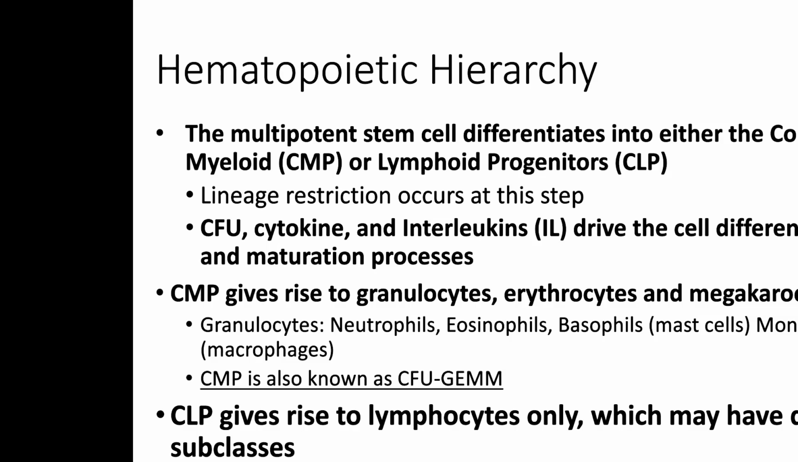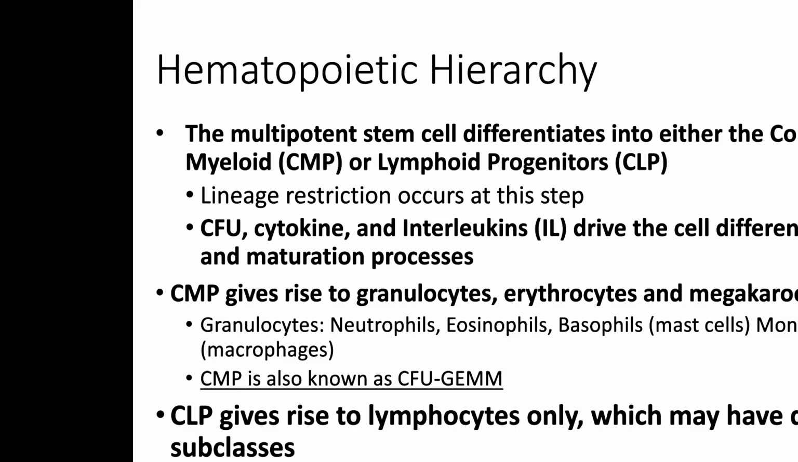The potent stem cell that we talked about will become either the myeloid or lymphoid progenitors. Once they have become either myeloid or lymphoid, they will not swap over. The lineage restriction occurs right at this step. And again, we talk a lot about these parts: the colony forming units, the cytokines and the interleukins will drive the cell differentiation and maturation processes.